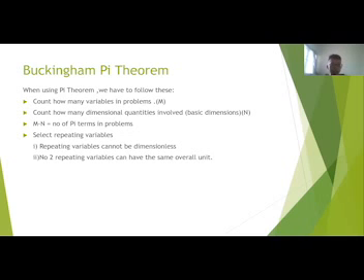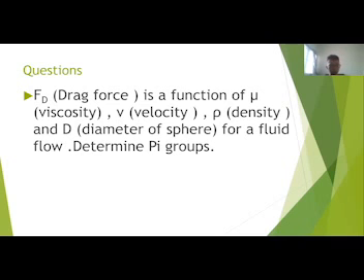The fourth one is select repeating variables. When we are selecting repeating variables, the repeating variables cannot be dimensionless. For example, if there is a unit as 1, we cannot choose it as 1 is dimensionless. It doesn't have a unit. Second, we cannot choose repeating variables that have the same overall unit. For example, we can't choose height and width as they both have the same overall unit, which is length to the power of 1. So now we will proceed to questions.